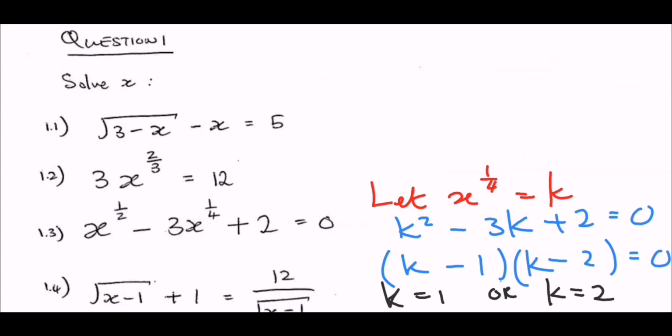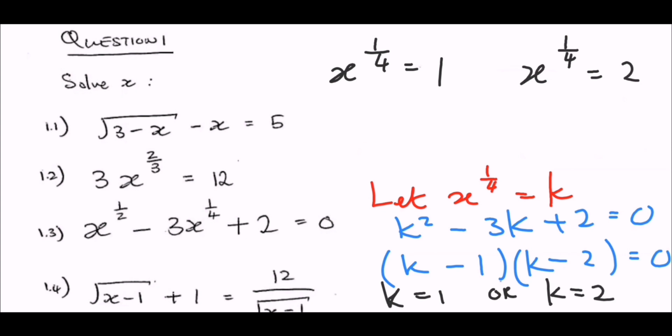And we said here that k is equal to 1. So that means that x to the power of a quarter is equal to 1. And we also said here that k is equal to 2. So that should mean that x to the power of a quarter is also equal to 2.